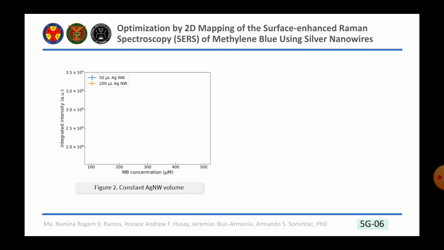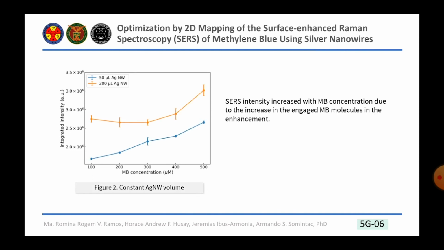With constant silver nanowire volume, the SERS intensity increased with the MB concentration due to the increase in the MB molecules engaged in the SERS enhancement.